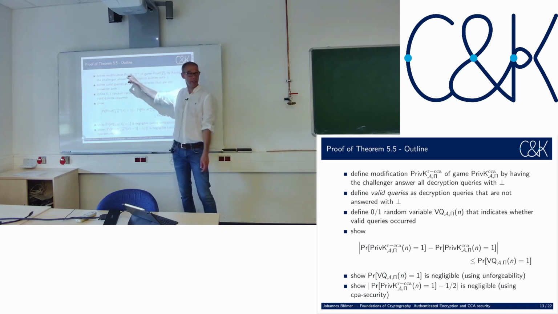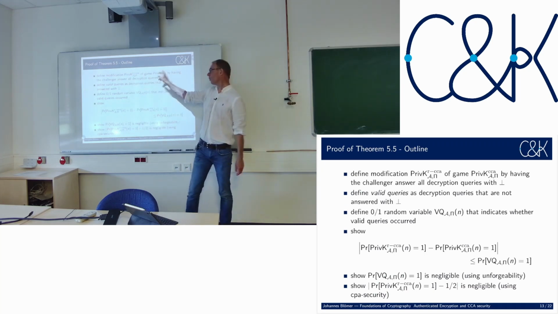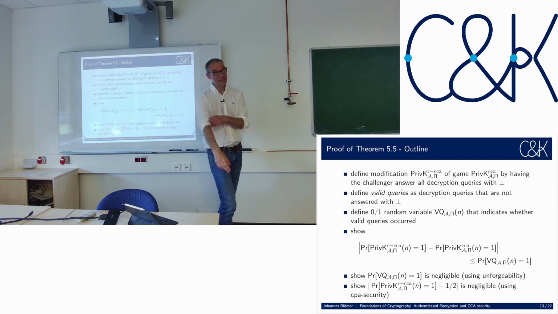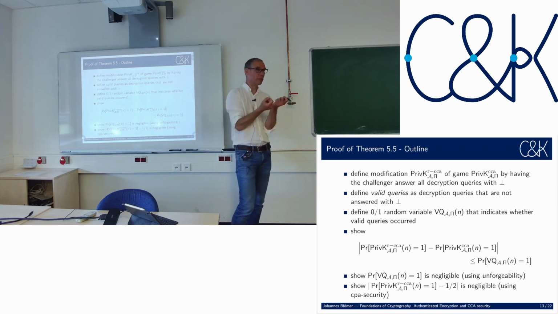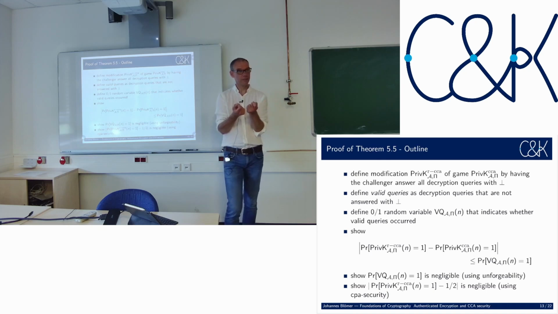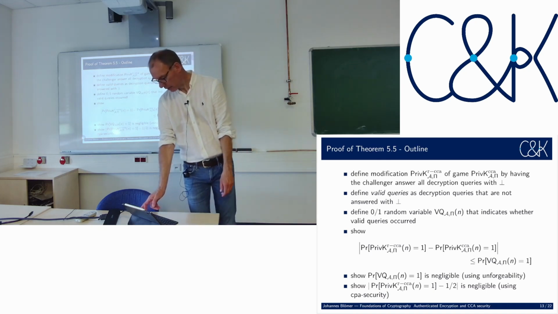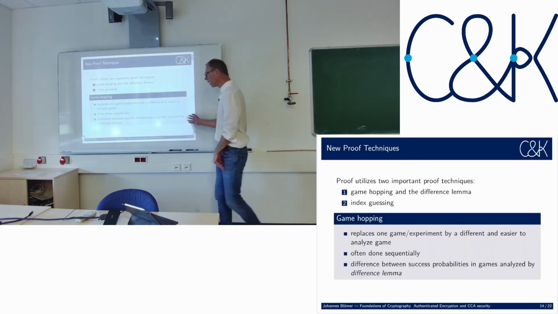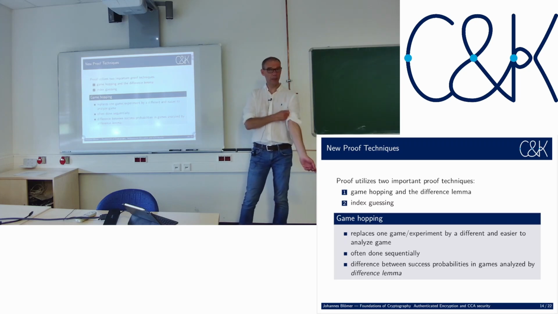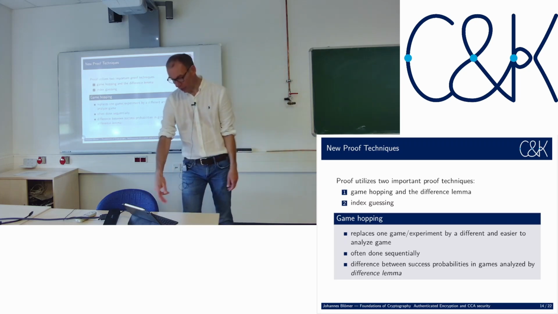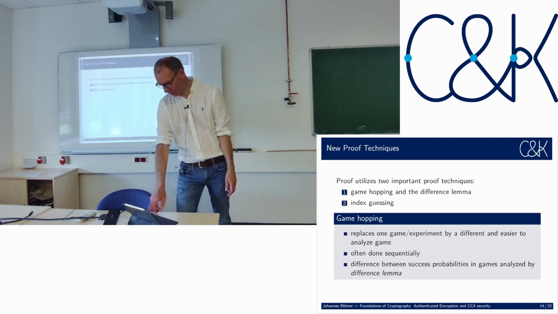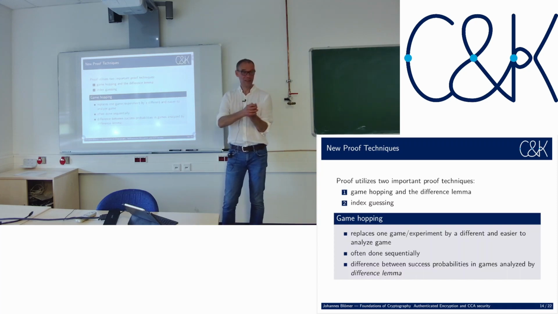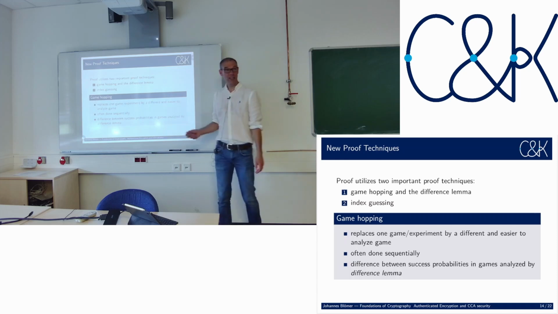Okay? And that's exactly what we do here, right? We want to analyze this thing, it's too difficult, and instead we analyze this here, but then we have to analyze also the difference in probabilities. Okay. And so the difference in probabilities is based on a very simple lemma, the difference lemma. That relates these two probabilities using another event, and then we have to analyze that event. Okay?